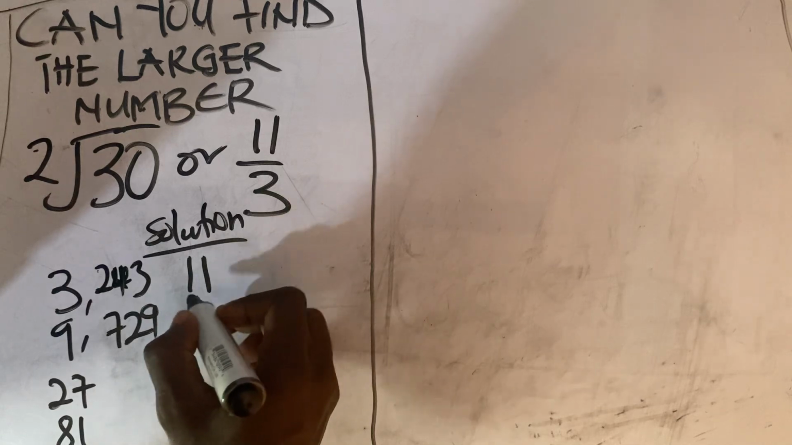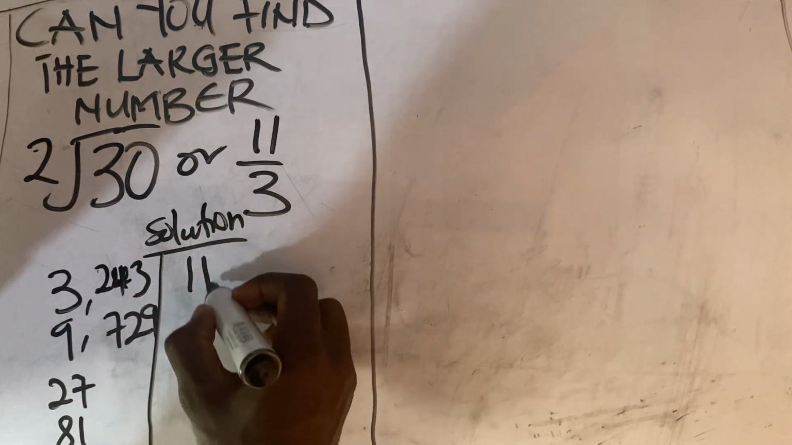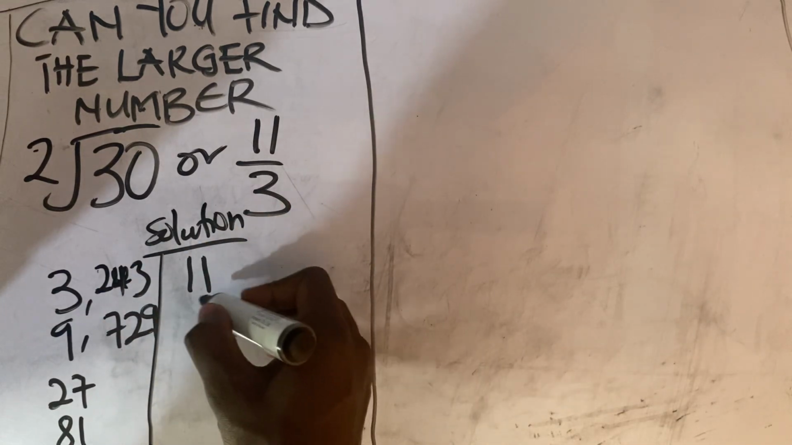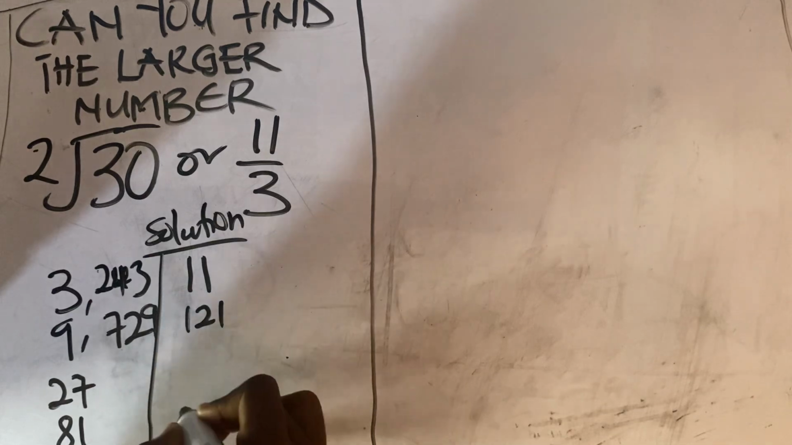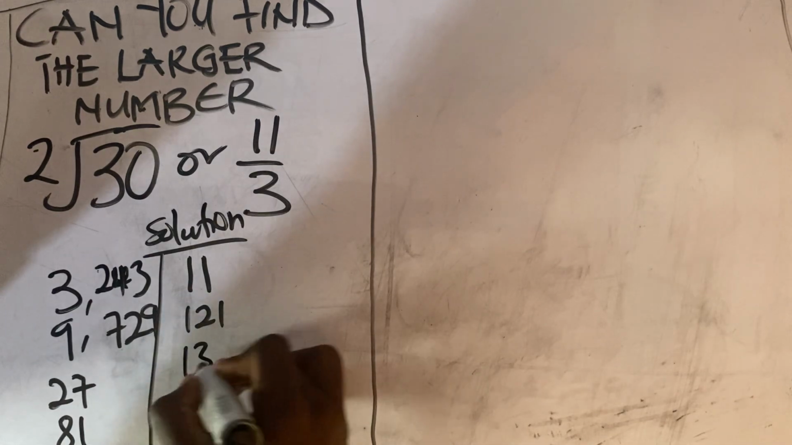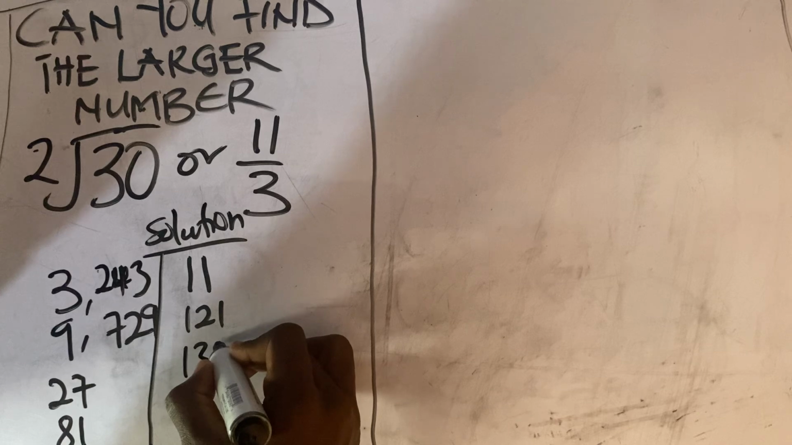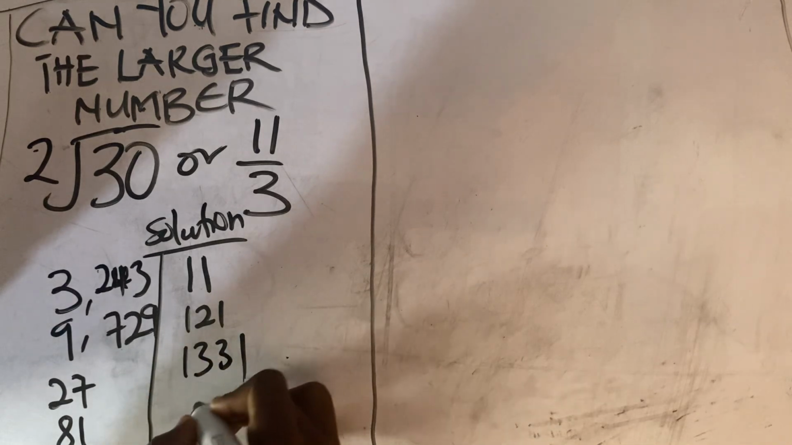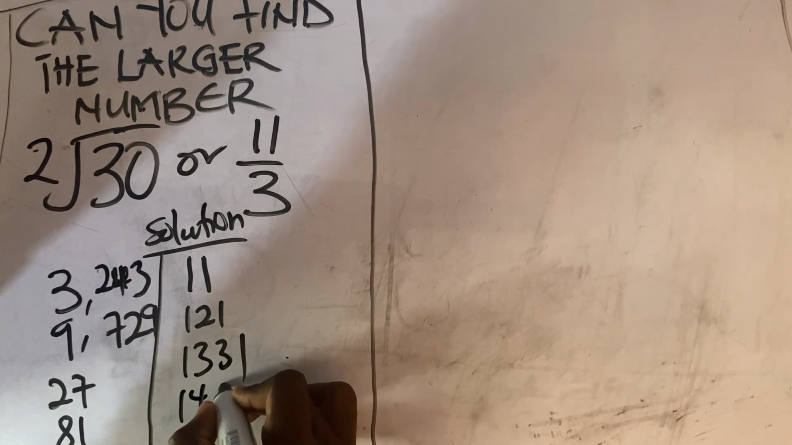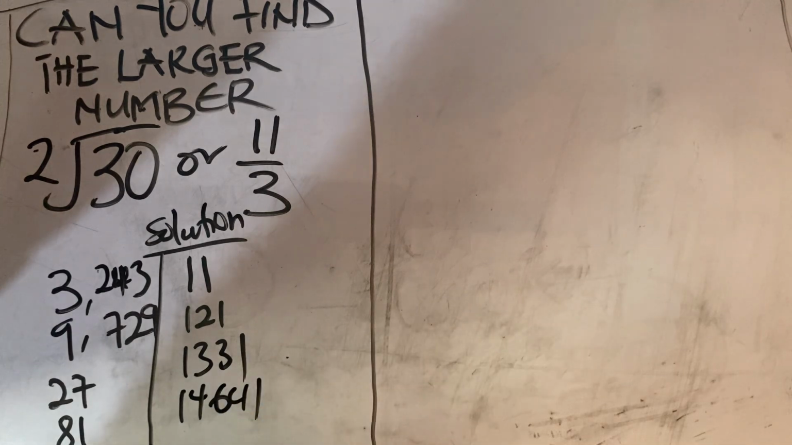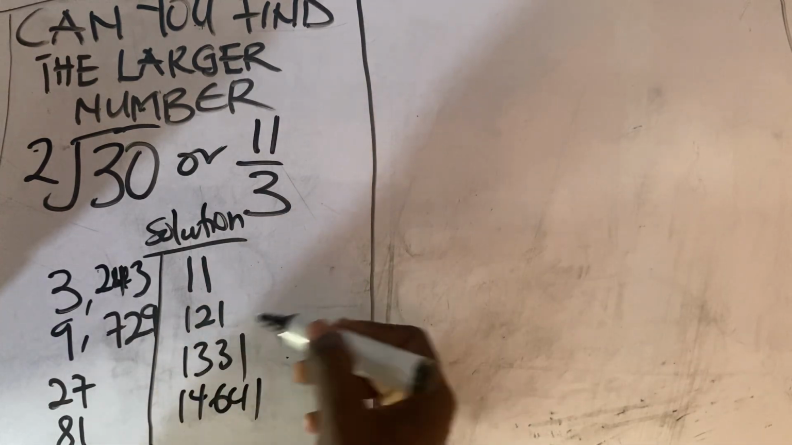It's the same way we are going to do this 11 over here. When I double 11, 11 times 11 is going to give us 121, times 11 is going to give us 1331. And doubling this, I'm going to get 14,641, right? So doubling that, this is what I'm going to get.